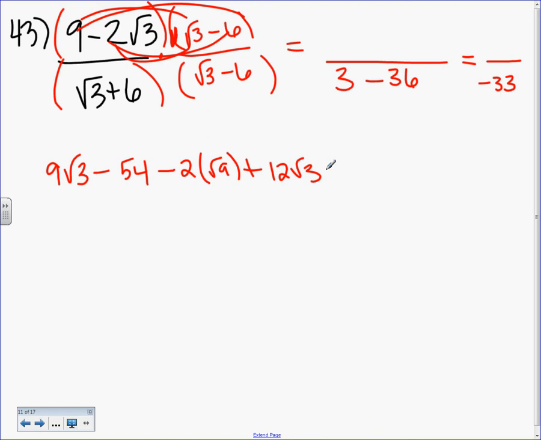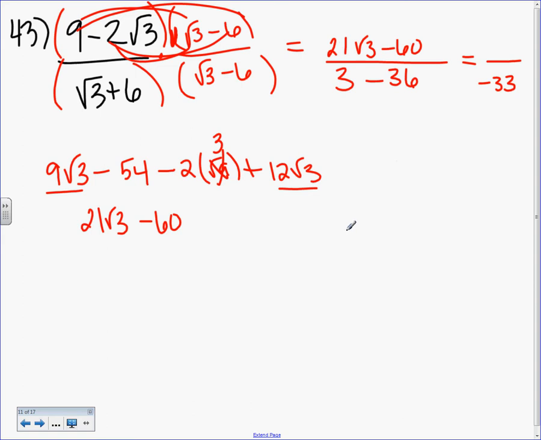So I'm going to start combining like terms and simplifying things, right? So 9 root 3 and 12 root 3 is how many root 3's? It's 21, right? So 21 square root of 3. And then this ends up being 3, because square root of 9 is 3. So what's negative 54 and negative 6 make? Negative 60, right? So I'm going to go ahead and put that up here now. 21 root 3 minus 60.